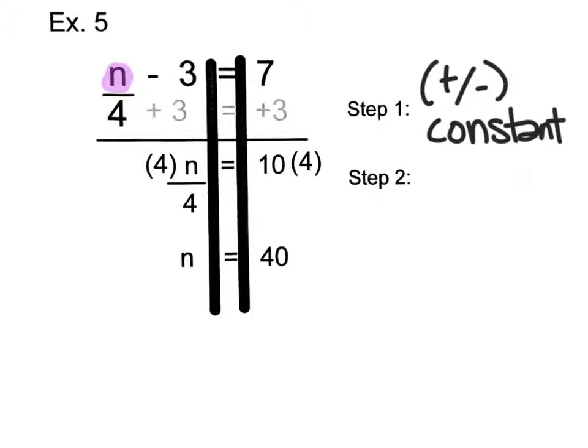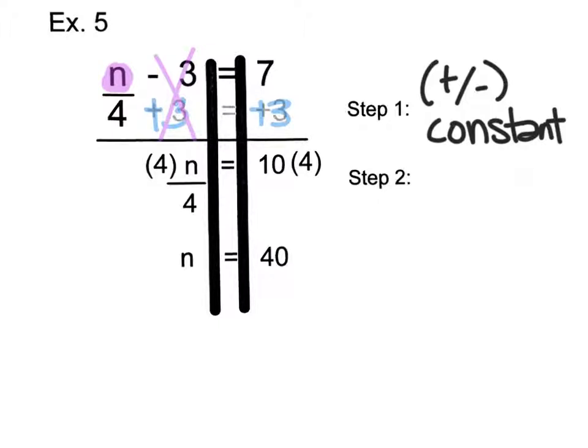We're going to add 3 to both sides, and you'll see that that's what we did. I'm just going to highlight it here. When we add 3 to both sides, on the left side it's going to cancel out, and we'll be left with just n over 4 equals 10, because 7 plus 3 is 10.